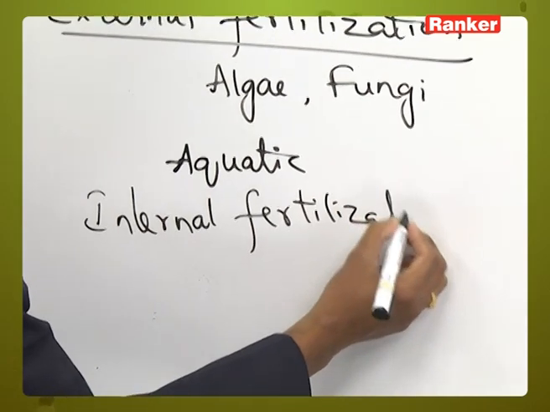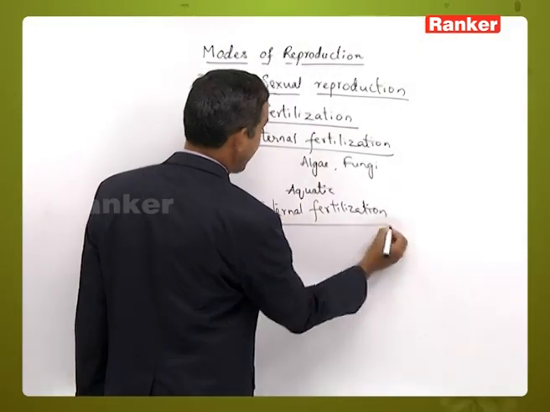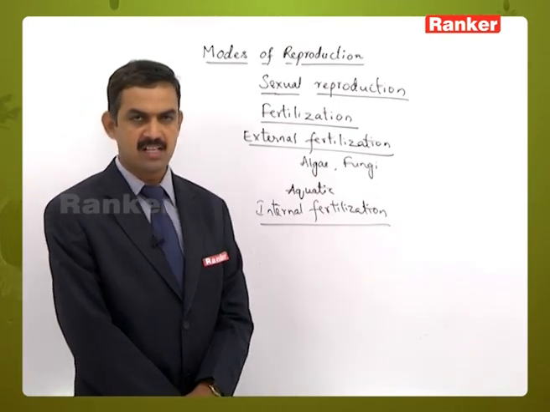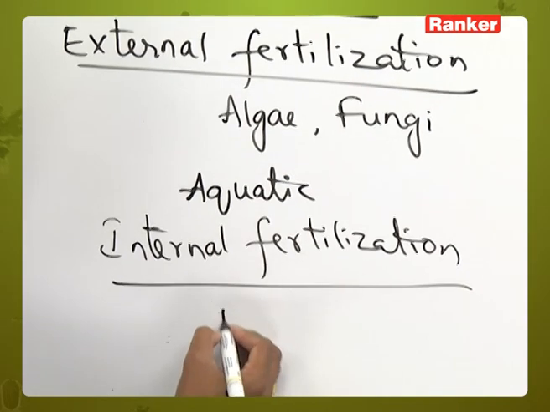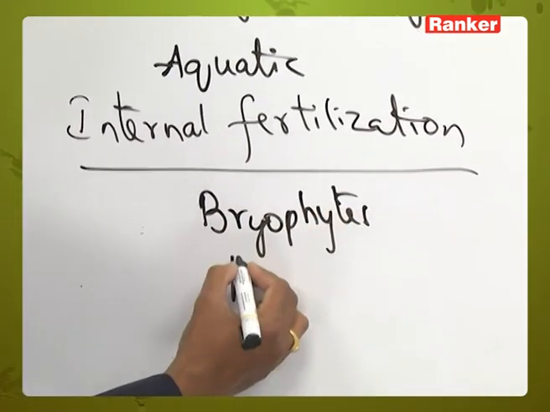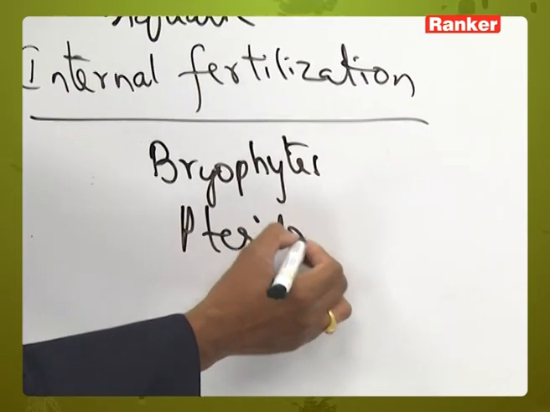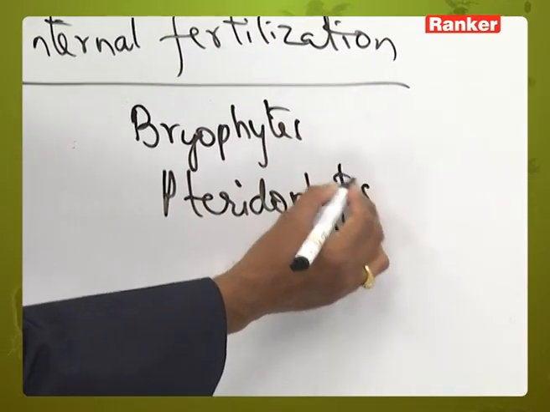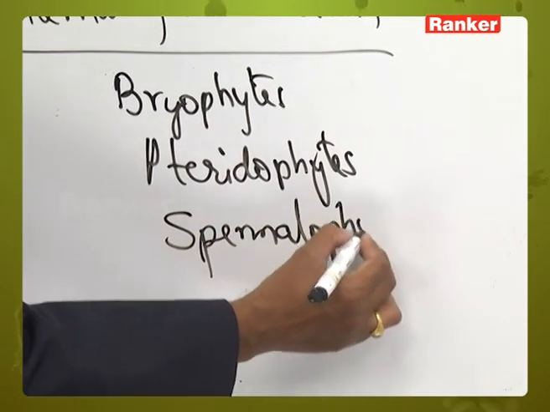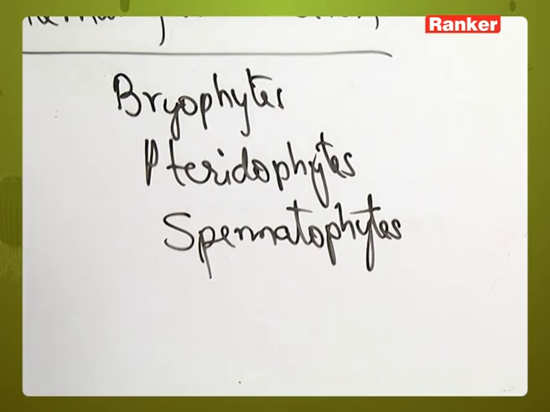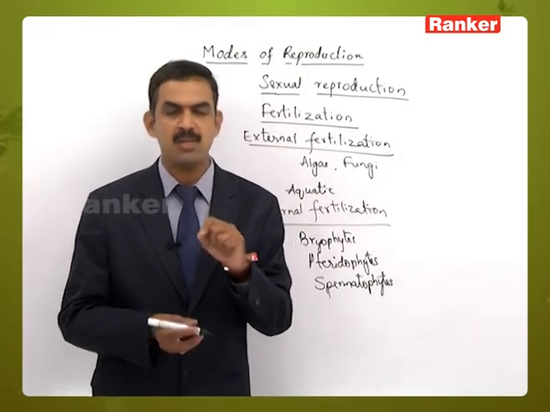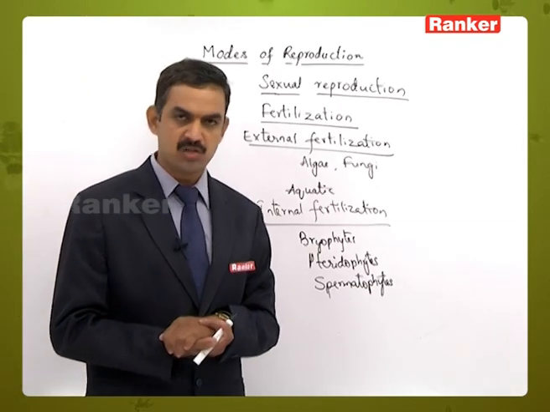The process in which the fertilization occurs inside the organism or inside the plant body is called internal fertilization. This can be seen in bryophytes, pteridophytes and spermatophytes. Spermatophytes include both gymnosperms and also angiosperms. In this type of fertilization, the male and female gametes are fused inside the female structures.